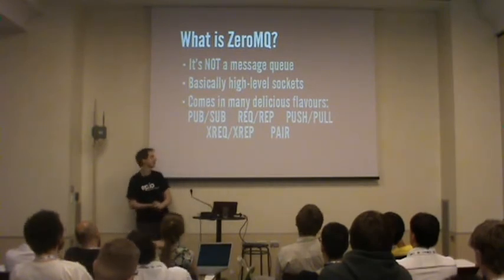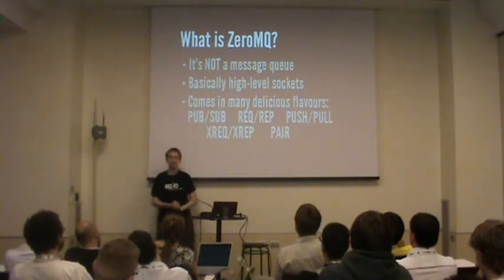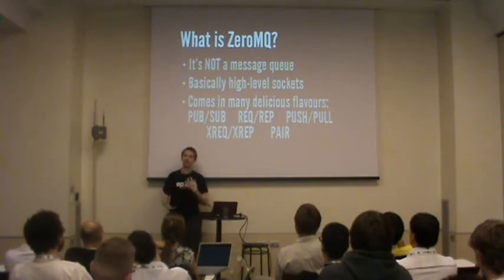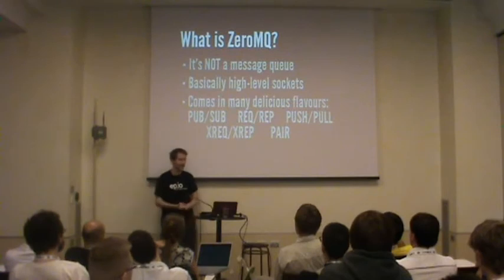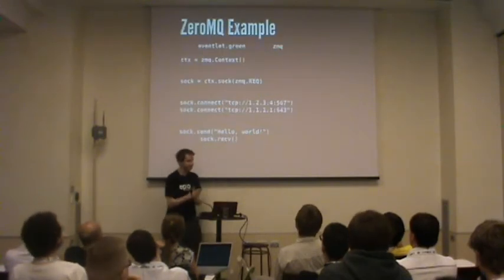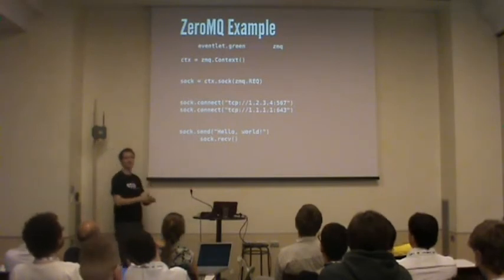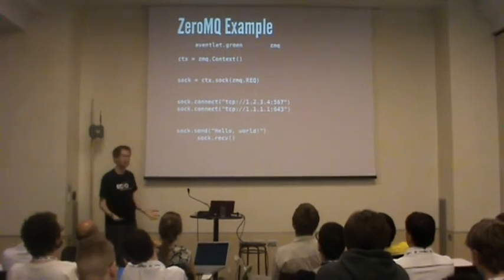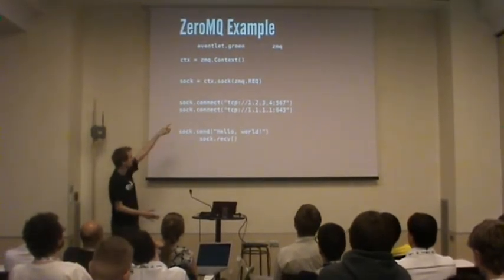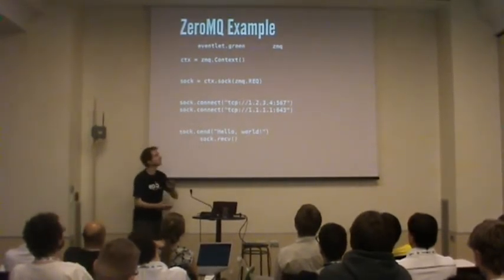Xrep and Xreq, this one, is an extended version of the request-response where you can do multiple things at once, and also a special one called pair that you probably shouldn't use. A brief example of ZeroMQ: you make the context, which is basically ZeroMQ for this process. You then make a socket. In this case, I'm making a request socket.